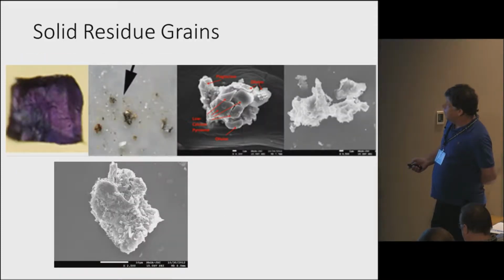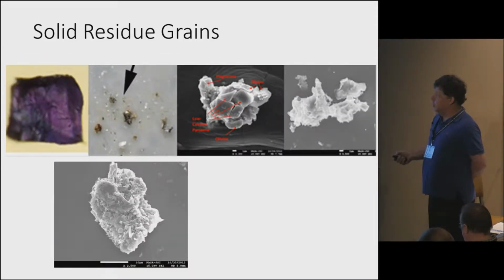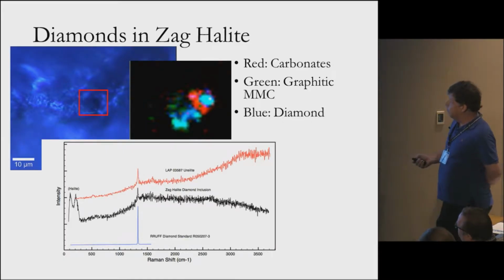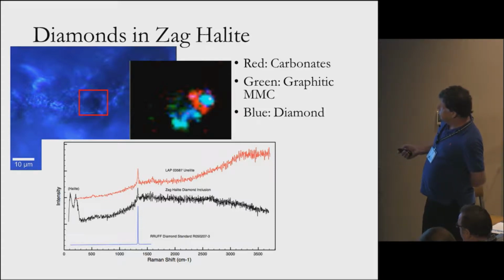You can also dissolve a halite grain as we did and pull out the solid inclusions, which we did in a clean room. And there's dozens of little grains here, up to several hundred microns in size. And these are really cool to look at. It's taking a long time to do that. For instance, there are diamonds in here. This diamond grain, the diamond is the blue grains here, little nano diamonds. They're associated with graphitic macromolecular carbon and carbonates.